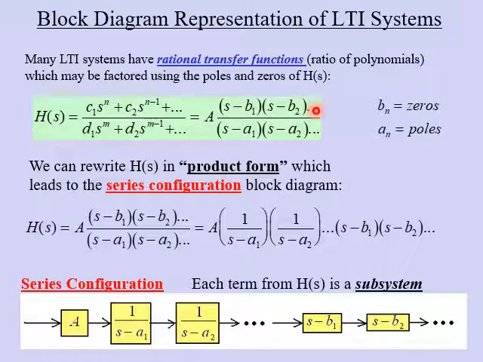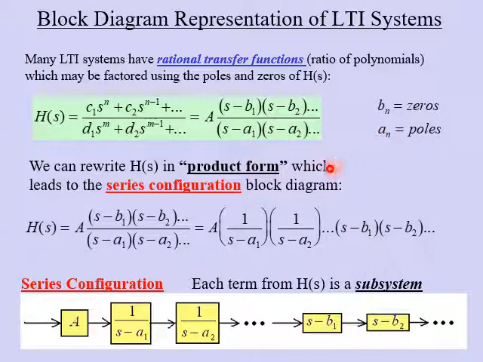When we factor this, what we end up with on top are terms that contain the zeros of the transfer function, and the denominator contains terms that are the poles of the transfer function H(s). So in the way it's drawn here, we see that the b's, b1, b2, and so forth, are the zeros, and the a coefficients, the a numbers, are the poles of our transfer function.